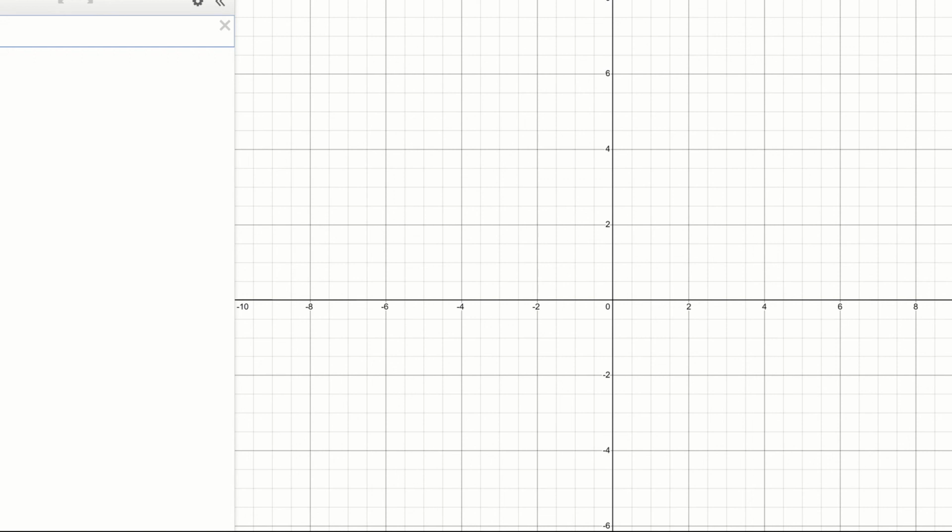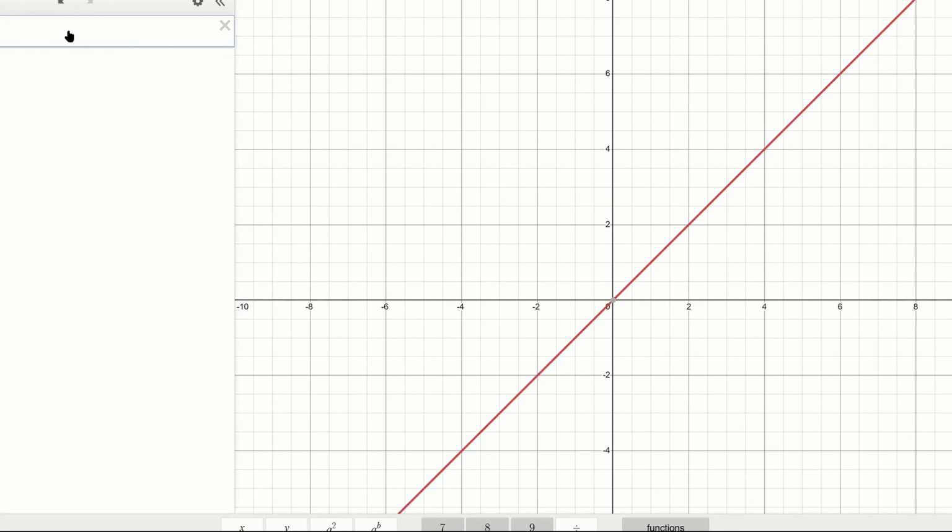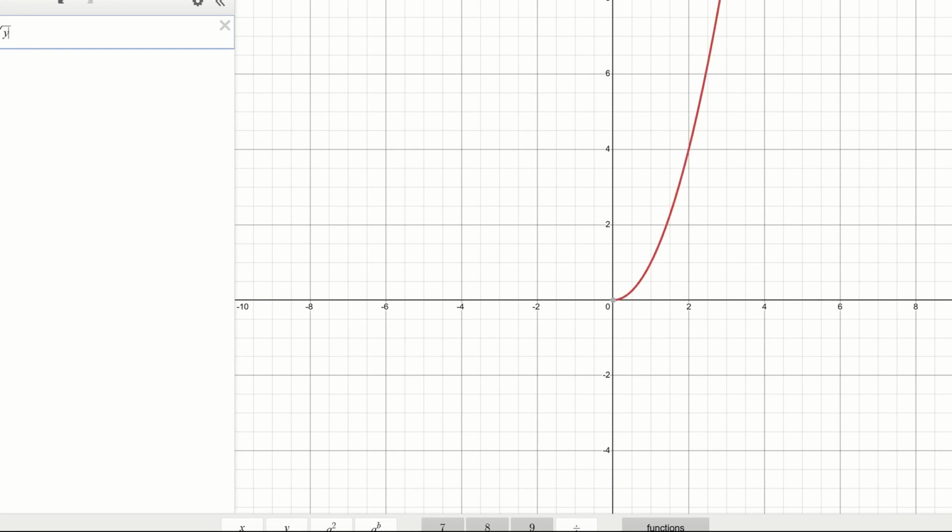All right, so here we want to graph x equals square root of y minus 1. All right, so I didn't do too badly, but this of course looks much nicer.